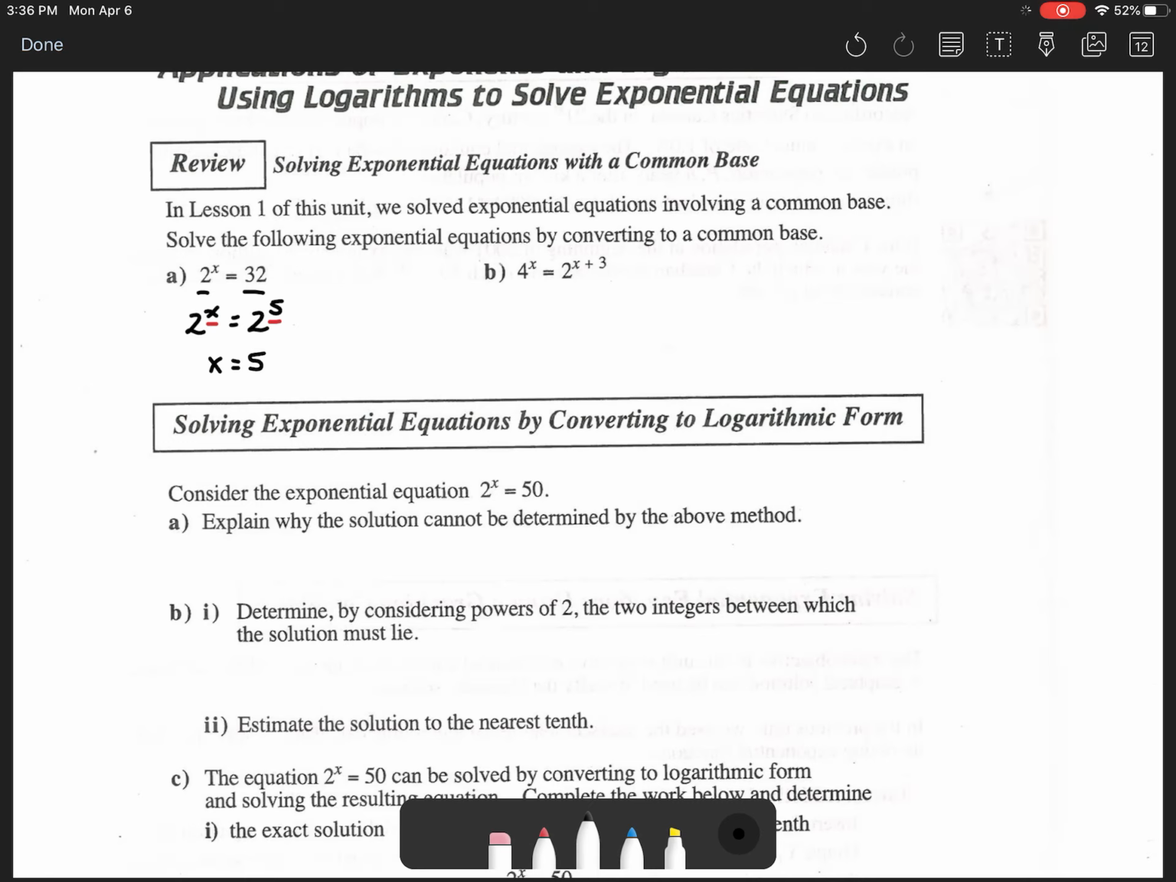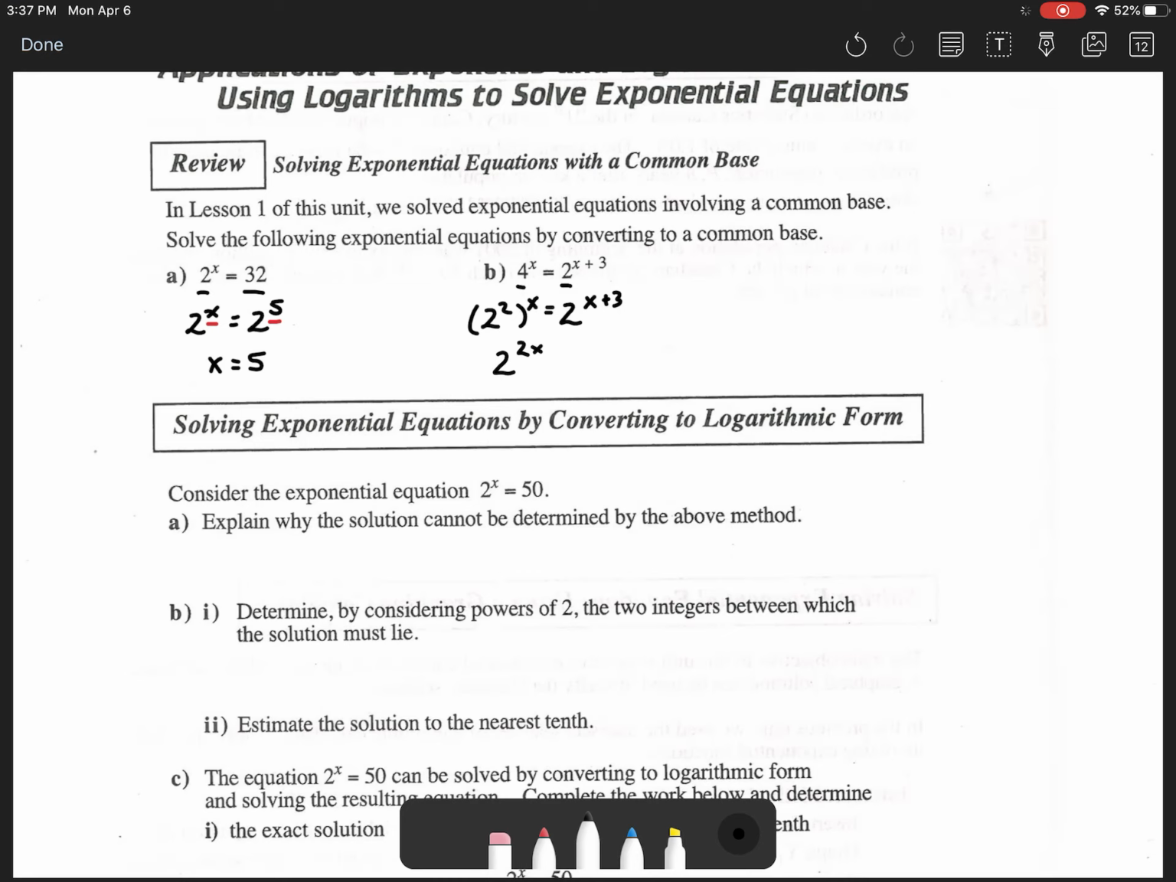There's nothing more to do in this question. If there was another step or two I had to do to isolate x, I would do it, but at this point, that's all that I have to do. So x equaling 5 is the solution to the first one. In B, okay, I have bases of 4 and 2 right now, so the common base will be 2. So the number 4 is 2 squared. There's my number 4, and it's still to the exponent of x. The other side of the equation stays as a power with a base of 2, so it's still 2 to the exponent of x plus 3.